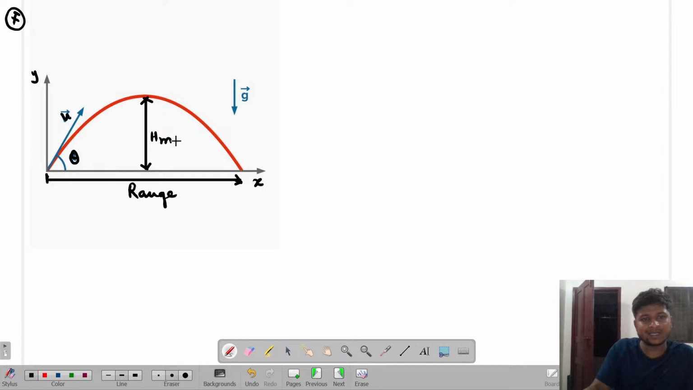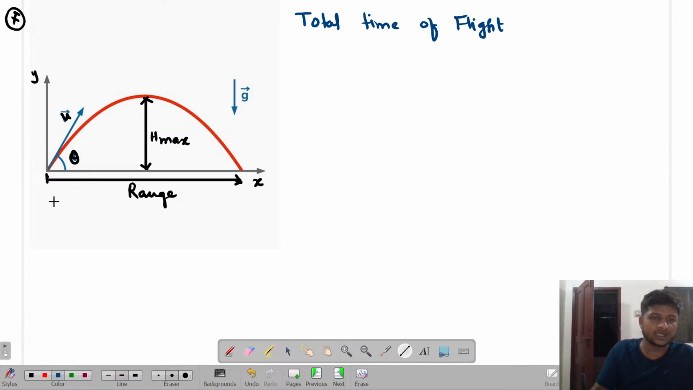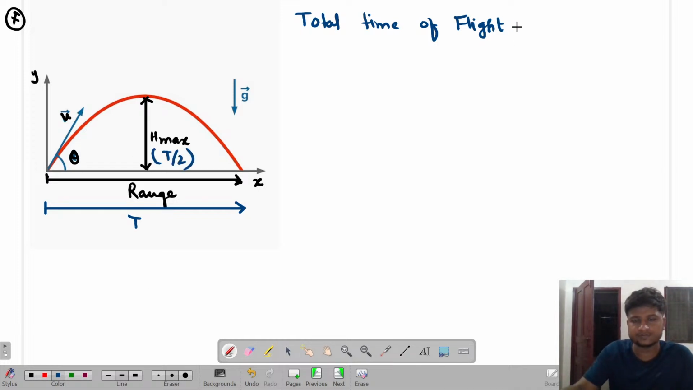Now, I didn't calculate the h max. I told you that when we consider the total time of flight, basically total time of flight means the time for which the particle hits the ground, the time for which the particle is in air. That was my concept of total time of flight. So this h max is obtained at half of the total time of flight or not? Tell me yes or no.